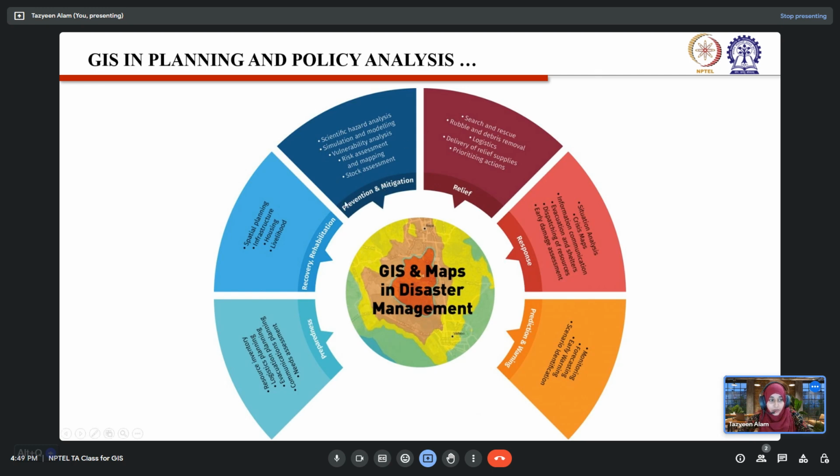So here we also have a stock assessment. Then we plan for the relief. Now here in the relief section, we are planning for the search and rescue. We look at different types, different scales of rubble and debris, how it can be removed. We have logistics. So logistics is actually a part of every stage, because until and unless you have logistics, you will not be able to implement that on site or in the real world. Then we have delivery of relief supplies.